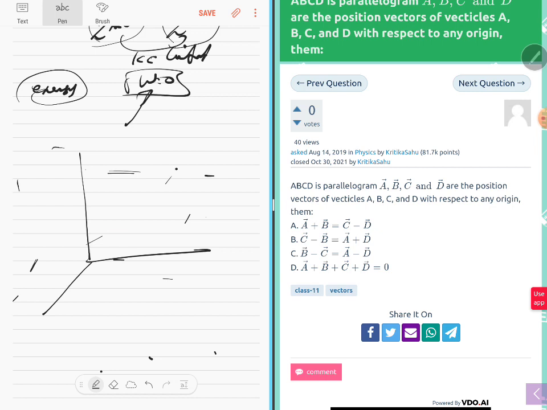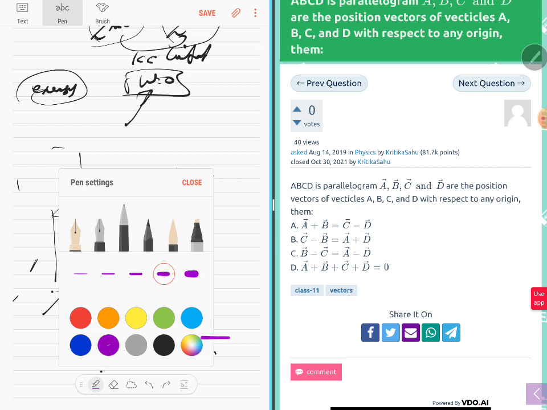position vectors. So this could be the parallelogram. I'm doing it like a cuboid though. So this seems like a rectangle, but still imagine it to be a parallelogram. So then this is a parallelepiped, it's not a parallelogram. So if you want a parallelogram, it's only one of these. Let's take only one of these. Okay, let's just take this one alone.